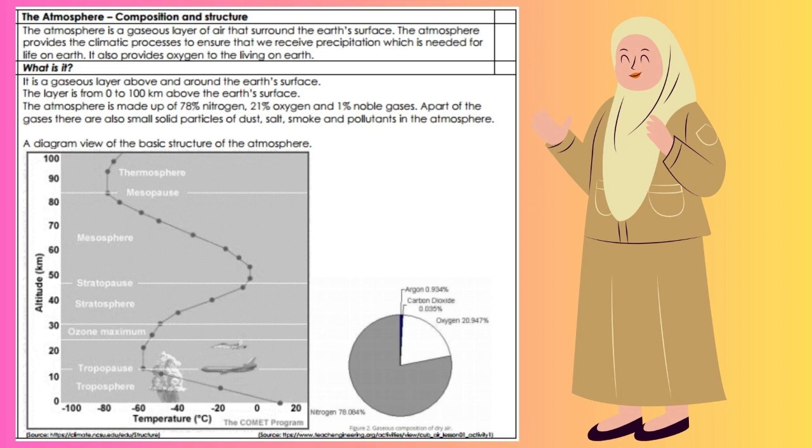What is it? It is a gaseous layer above and around the Earth's surface. The layer is from 0 to 100 kilometers above the Earth's surface. The atmosphere is made up of 78% nitrogen, 21% oxygen, and 1% noble gases. Apart from the gases, there are also small solid particles of dust, salt, smoke, and pollutants in the atmosphere. A diagram view of the basic structure of the atmosphere.